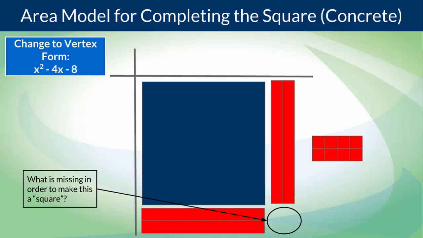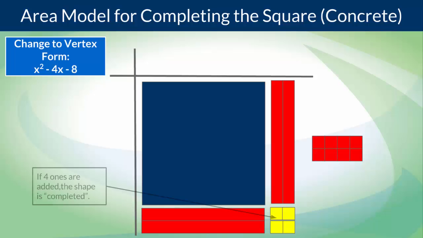Thus, the reason why we call it completing the square. We're going to figure out, what can I put in that corner to make this thing a square? What blocks can I put in there that will complete this? And you can probably figure out that we could put in 4 yellow squares that would complete this. And they need to be positive.